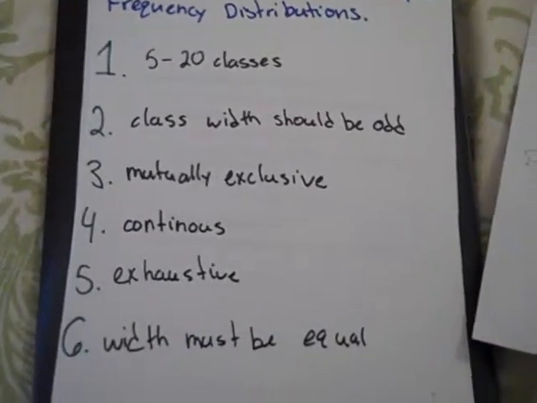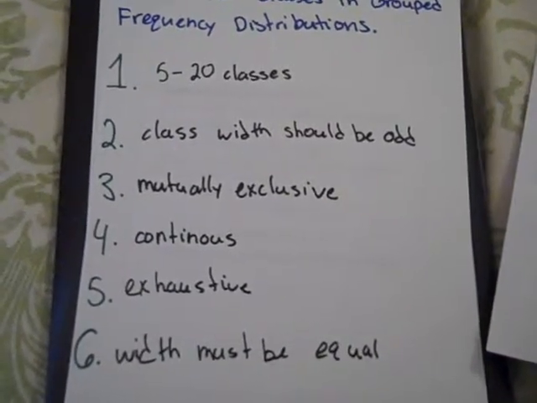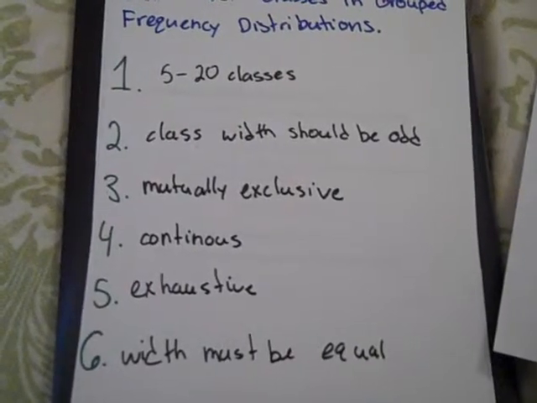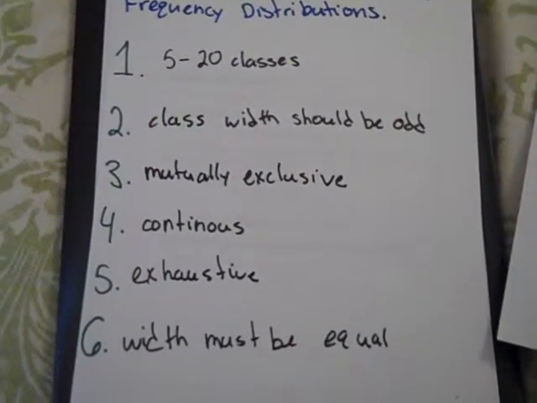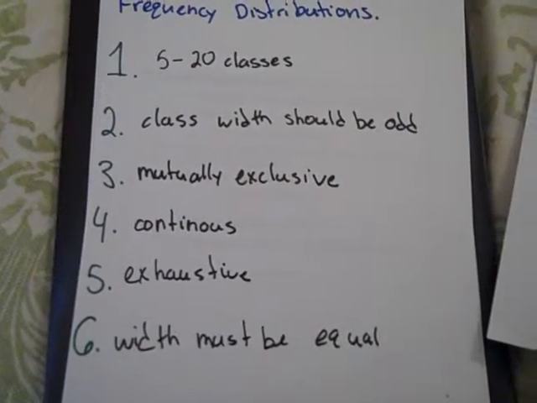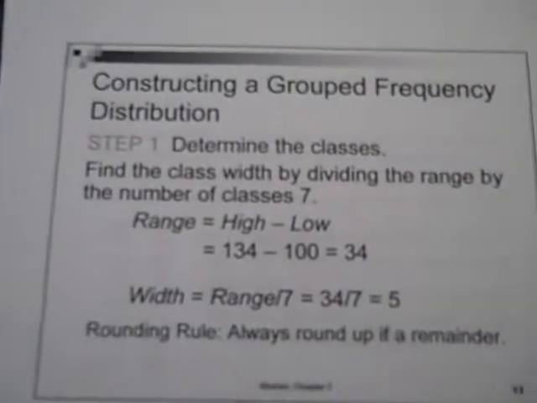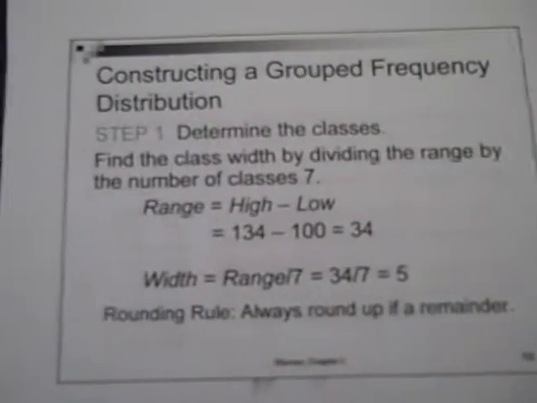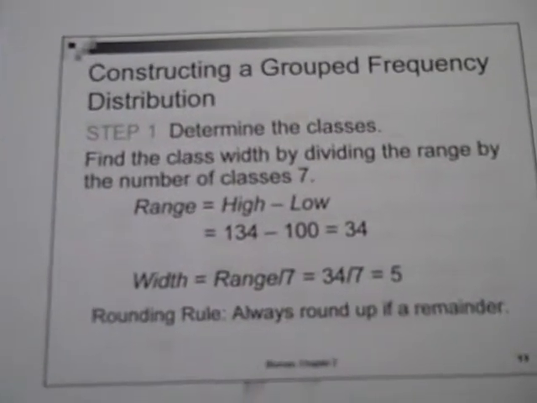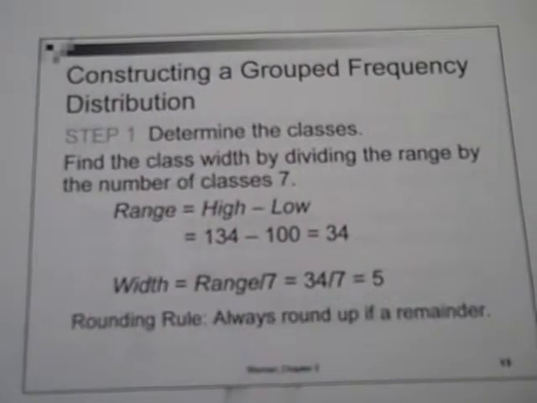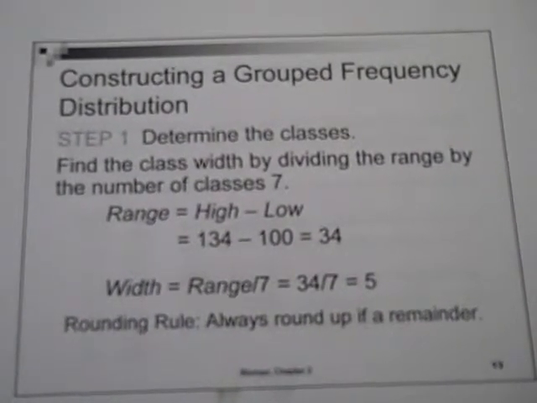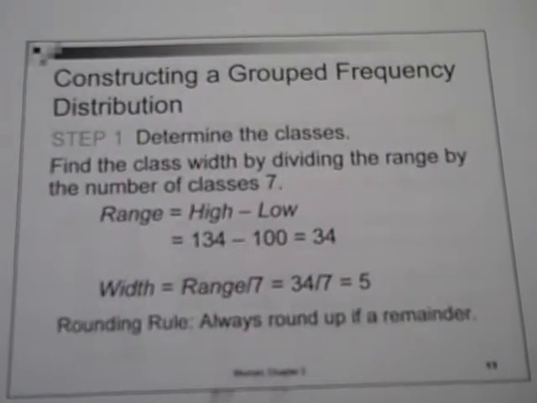So the 6 rules are, it has to be 5 to 20 classes, the class width should be odd, they should be mutually exclusive, continuous, exhaustive, and the width must be equal. So how to construct a grouped frequency distribution? The first step is to determine the classes. Find the class width by dividing the range by the number of classes.